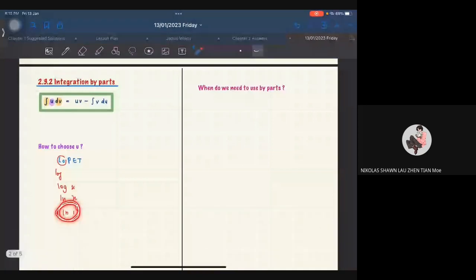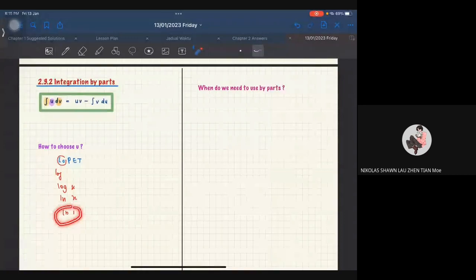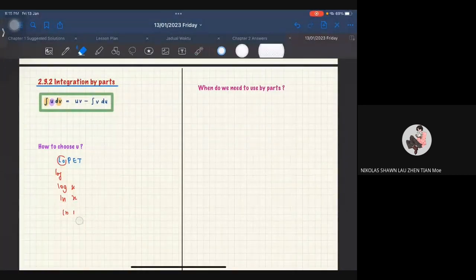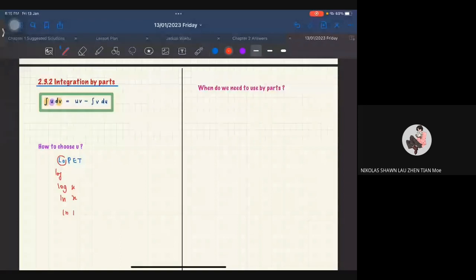This is apa? What type of function is this? What type of function is ln 1, guys? It's a constant. Yeah. So log constant.